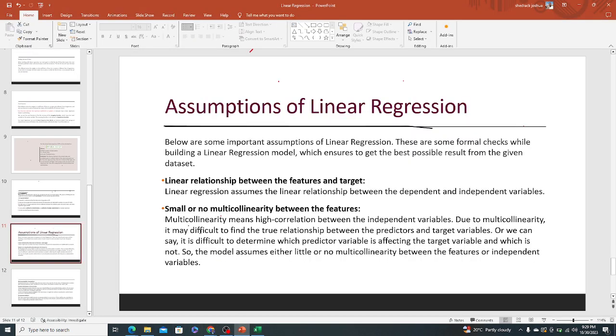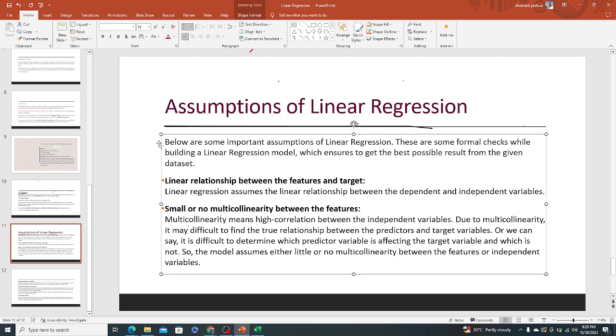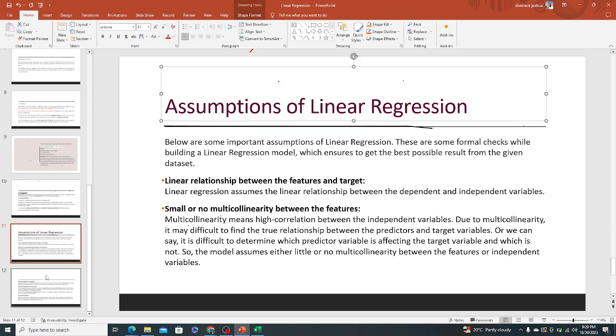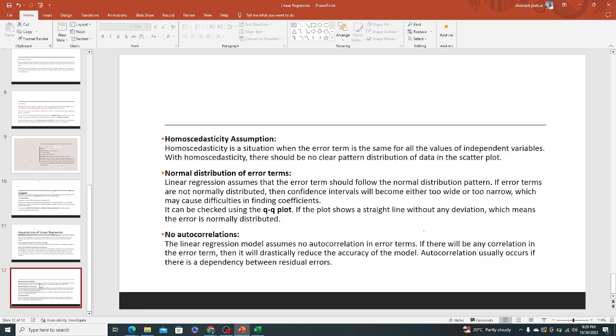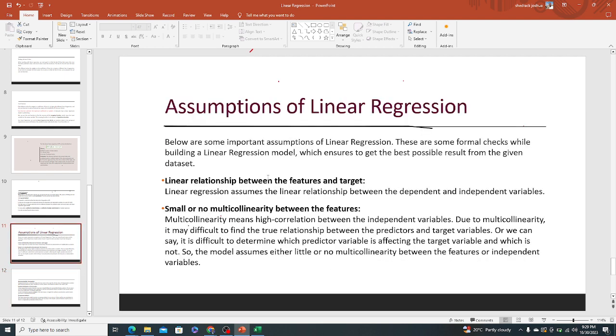So I want to take the next, let's say, 30 minutes to go through the assumptions. It's only these two slides, and then we will be good. Tomorrow we shall now do the practicals.